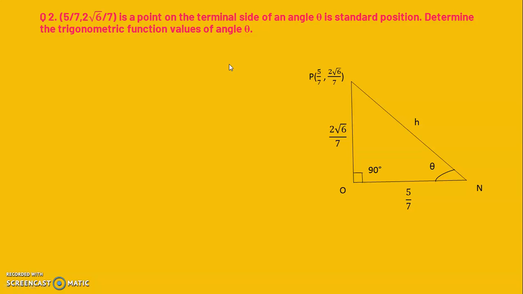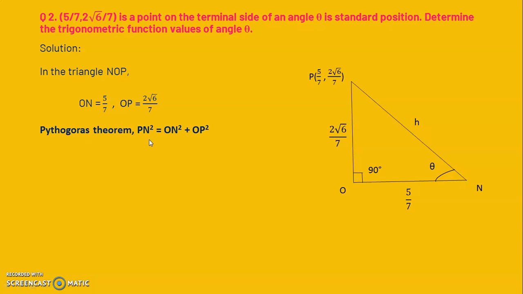So to find h we are using Pythagoras theorem here. In the triangle NOP, your ON is 5 by 7 and your OP is 2 root 6 by 7, so that you can find your PN. PN square is equal to ON square plus OP square as per Pythagoras theorem. Therefore your PN square will be 5 by 7 square plus 2 root 6 by 7 the whole square, which is 25 divided by 49 plus, your 2 root 6 square is 4 into 6, which is 24 by 49.